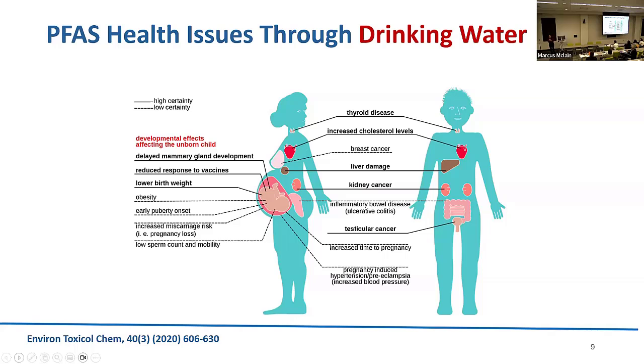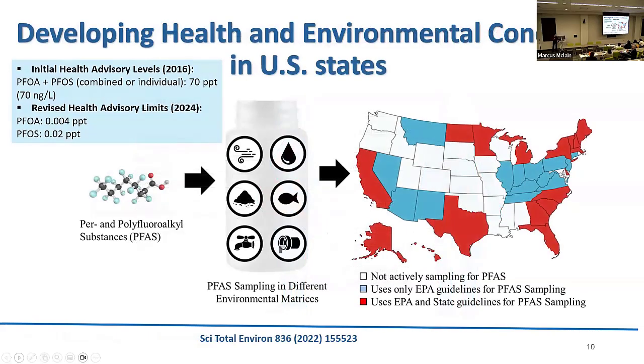And there are different kinds of disease risk, like cancer, organ damage, thyroid disease, or high cholesterol and obesity. So it means exposure to this contamination is really a high risk for humans. And in this slide, you can see health and environmental concern in US states.